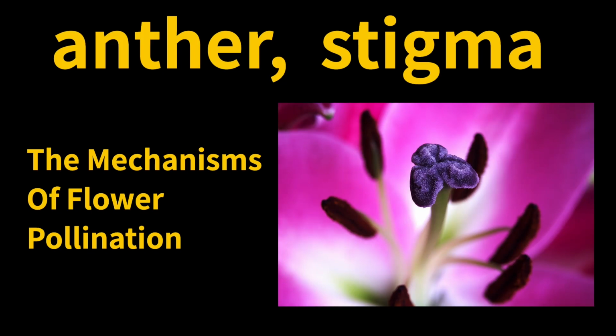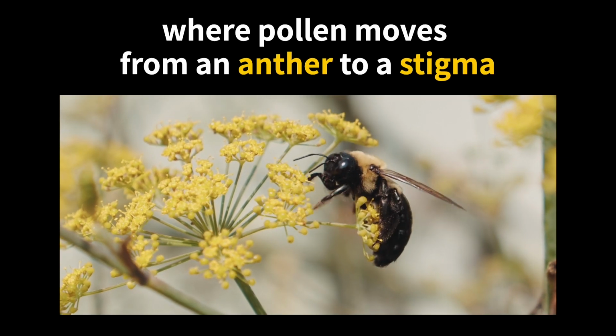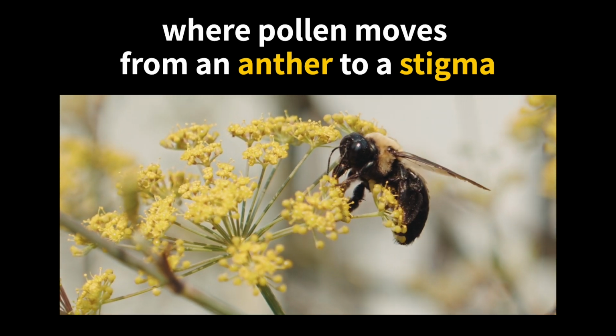Anther. Stigma. The mechanisms of flower pollination. Pollination is the process where pollen moves from an anther to a stigma.